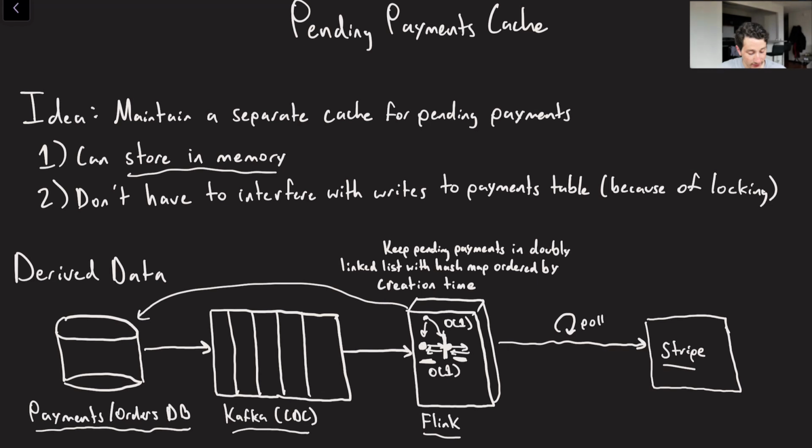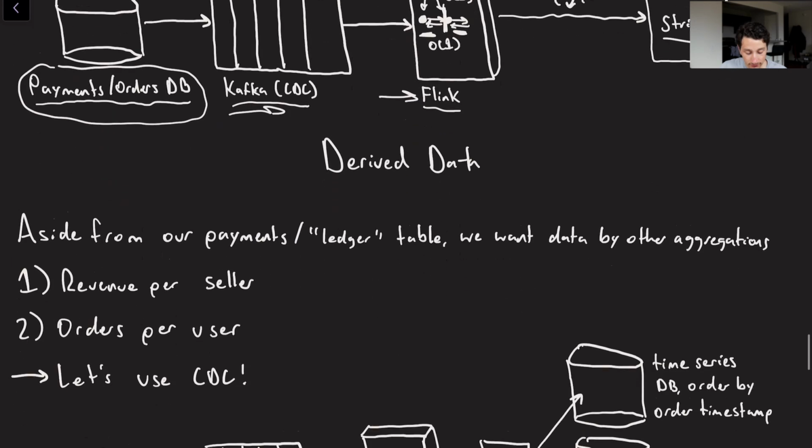So like I said, we're going to poll Stripe on some sort of interval. Who knows if it's a minute, who knows if it's an hour. You'd have to test this out in practice. And basically, once we hear back for any of those idempotency keys, we can go ahead and write right back to the payments/orders database, which again flows back through CDC and into Flink so that we can update our internal state.